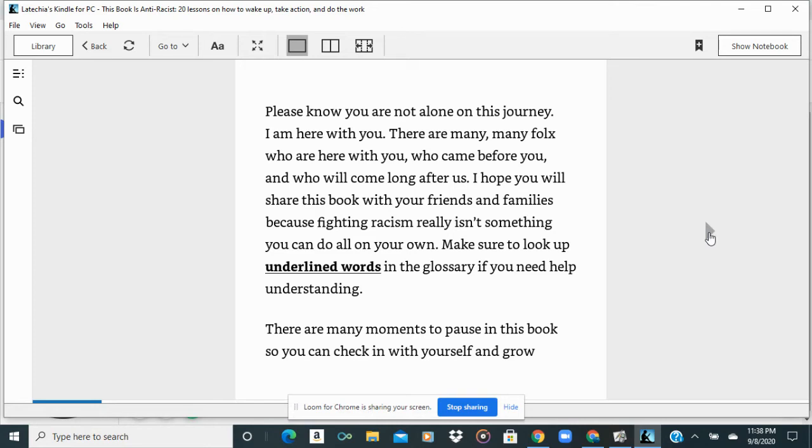Make sure to look up underlined words in the glossary if you need help understanding. Just a note from Ms. Mitchell, I'm going to create a Padlet with all of the words in the glossary and they'll be placed in my MCPS classroom alongside the book.